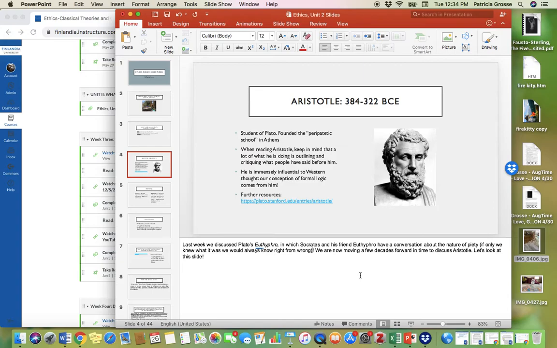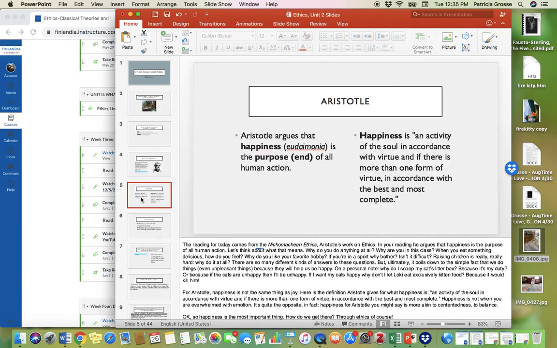He founded what is known as the Peripatetic school in Athens. That peripatetic is referring to walking, so they would walk around while talking about philosophy. When reading Aristotle, keep in mind that a lot of what he is doing is outlining and critiquing what people have said before him. There's a little bit less of it in the text you're reading, but that's just general understanding of what's going on in Aristotle. And he is immensely influential to Western thought. Our conception of formal logic initiates with him. And here's a good resource from the Stanford Encyclopedia of Philosophy about him.